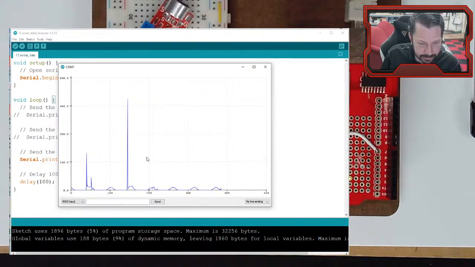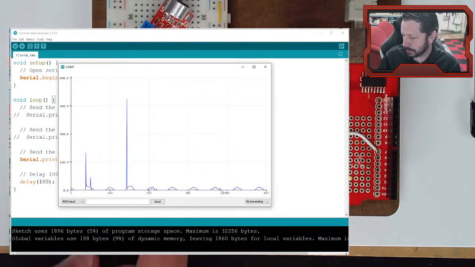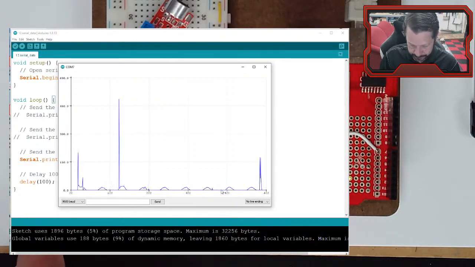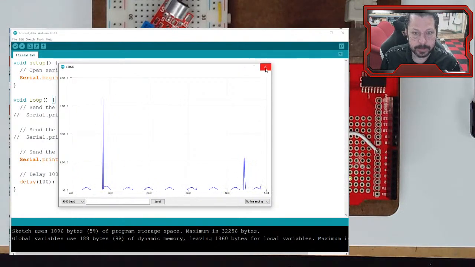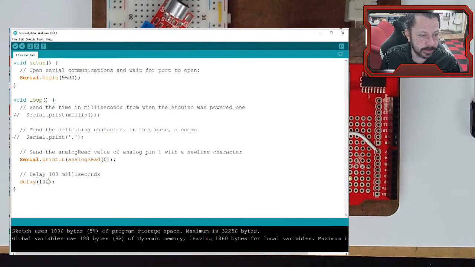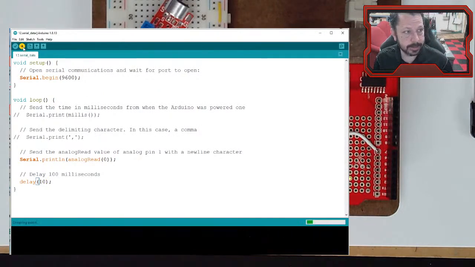Now it does look like there's a periodic signal that it's detecting here. That may not be a sound. That is probably something with this charging capacitor in here. Let's see if we can speed it up. So let's close that down and drop the delay to 10 milliseconds just to see what it looks like.